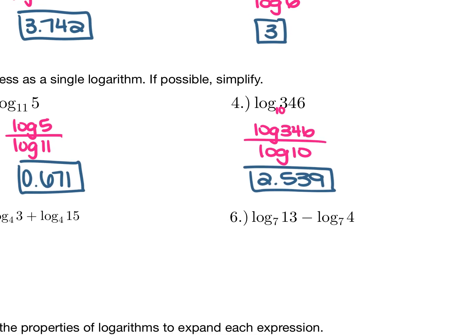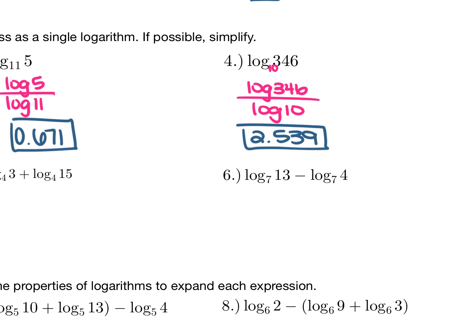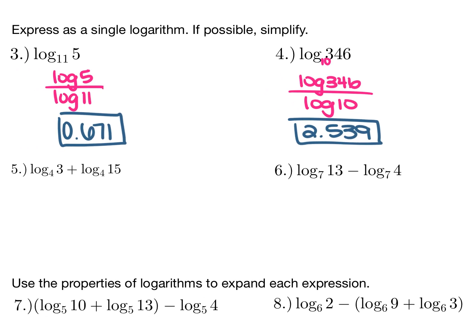For your next section, you are using those directions above 3 and 4, and you are expressing as a single logarithm and simplifying if possible. For number 5, you have log 4 of 3 plus log 4 of 15. Addition can be represented using multiplication. So we're going to rewrite this as log 4 of 3 times 15. The 3 times 15 is 45, so that's just log 4 of 45. 4 does not raise to a power to give you 45, so you're going to leave it in this form.